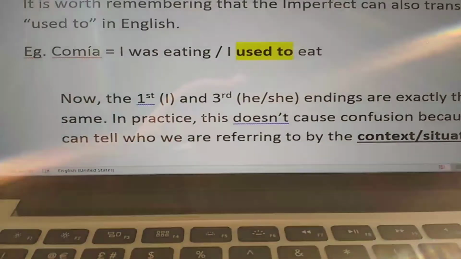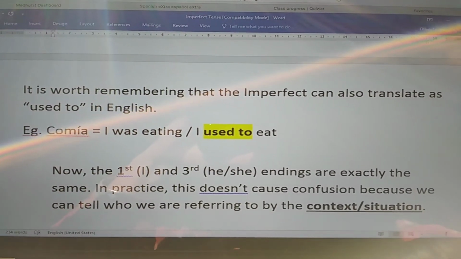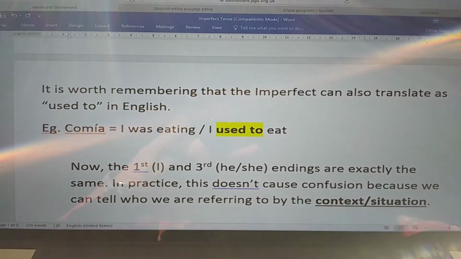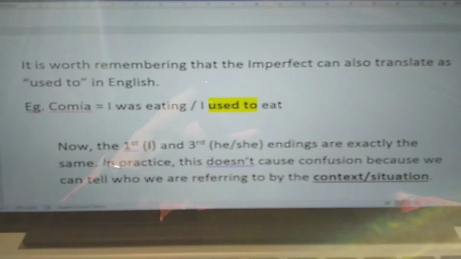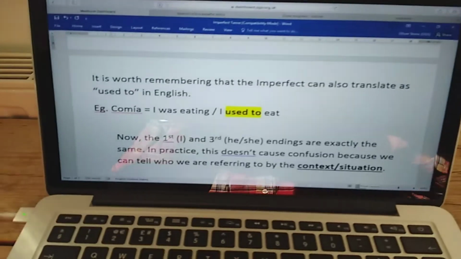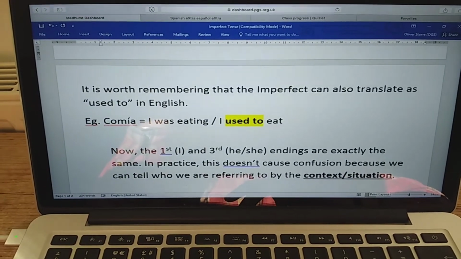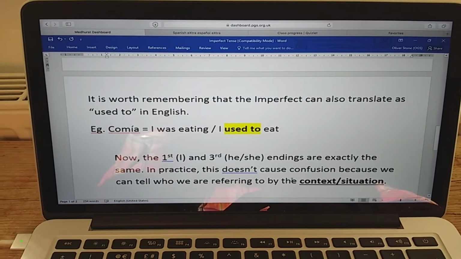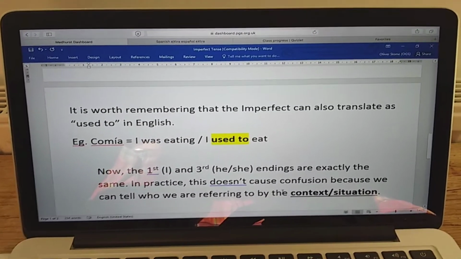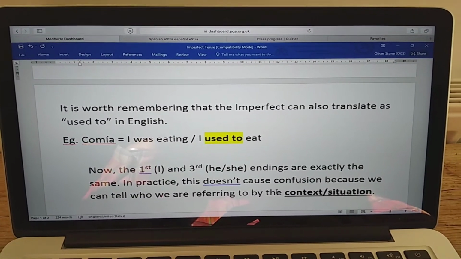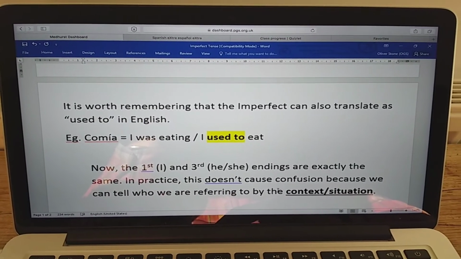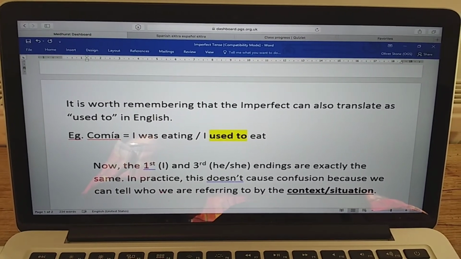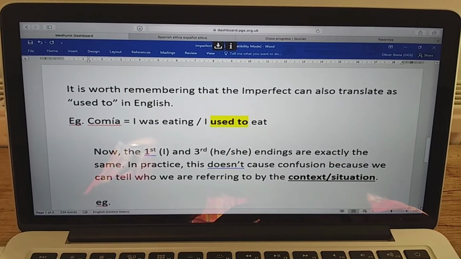Now, do spot, though, the light from the window is causing a problem. So the I and the he, she endings are exactly the same. Okay, so that is something you should note. It doesn't cause an issue because we can always tell by the context what's being talked about.